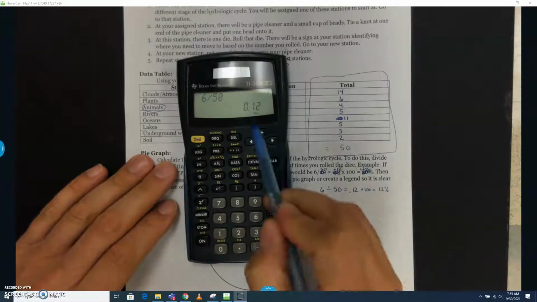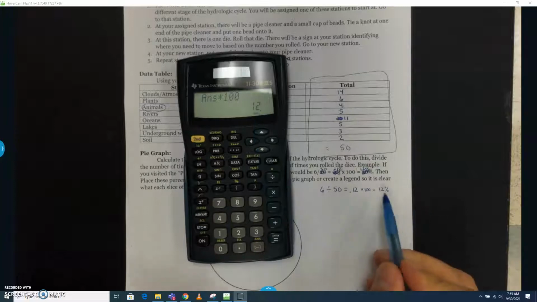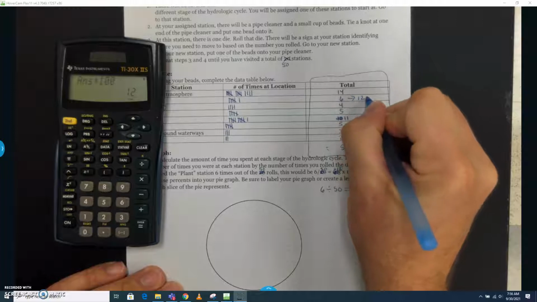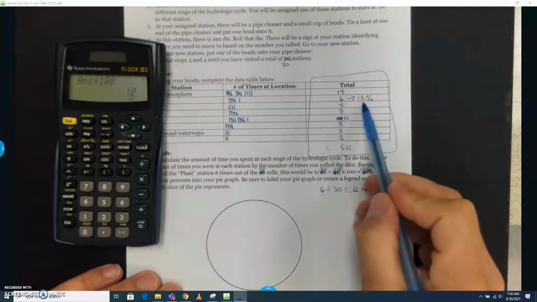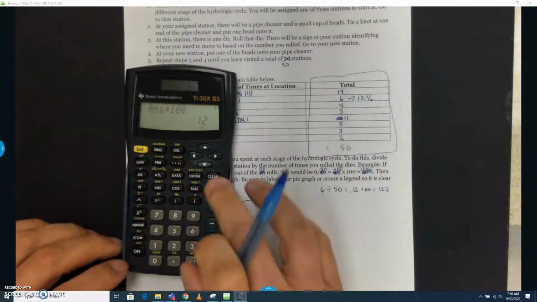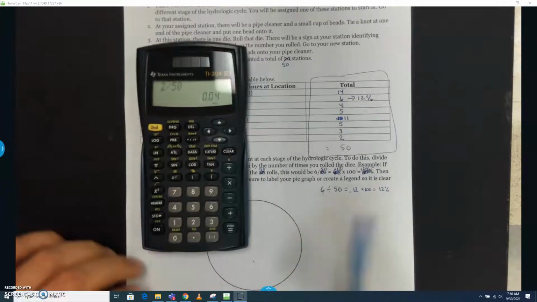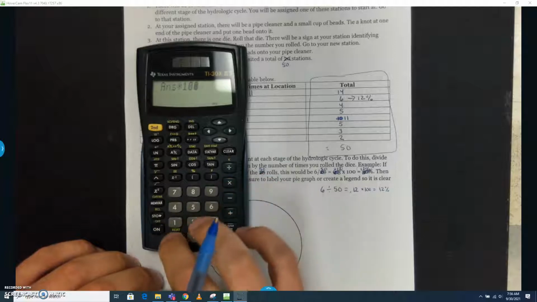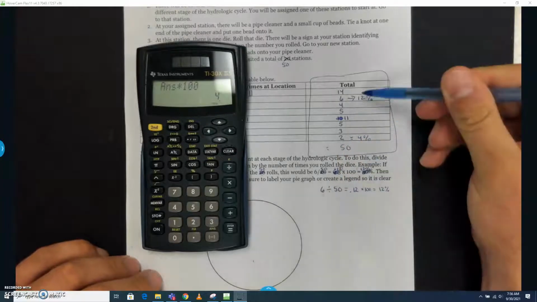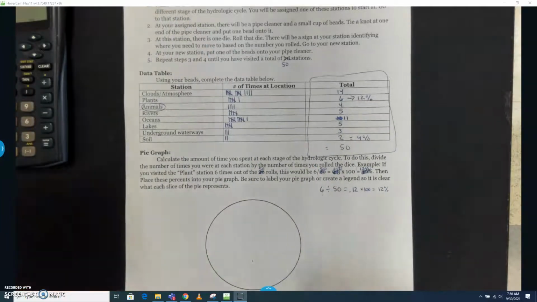We have to take that number, 0.12, multiply it by 100, and that gives us a percent, which is, in this case, 12%. So we're going to put 12% off to the right over here, and now we can graph that percent. We would need to repeat the same for the rest of these. Like 2 divided by 50 equals 0.04. 0.04 times 100 equals 4, so that would be 4%. Repeat for the remaining, and then you are ready to graph those percents in your pie graph.